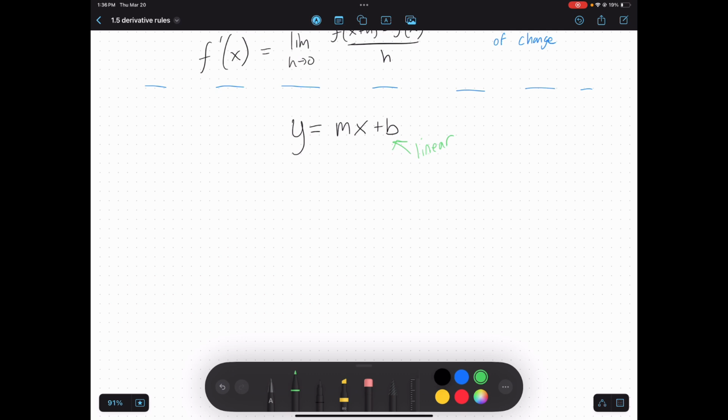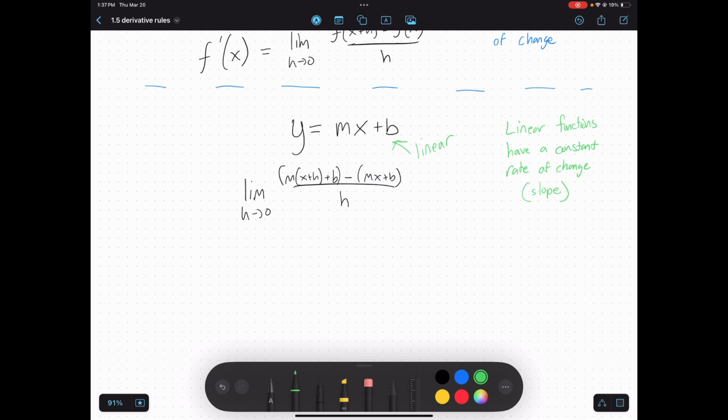Now, I could go through the work and use my difference quotient here in order to figure this out, right? And I would do m of x plus h plus b minus mx plus b, all over h. Your function with x plus h plugged in minus your function, all over h. Now, I could do it that way, and I can work through it, but I can also think through this logically. What do we know about linear functions? Linear functions have a constant rate of change. What do we call that constant rate of change? The slope.